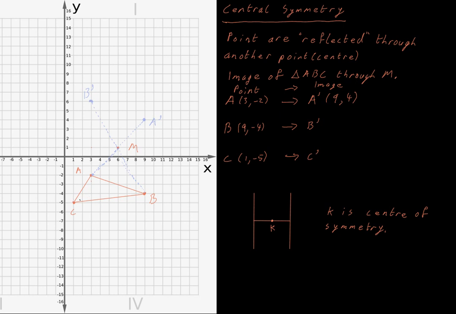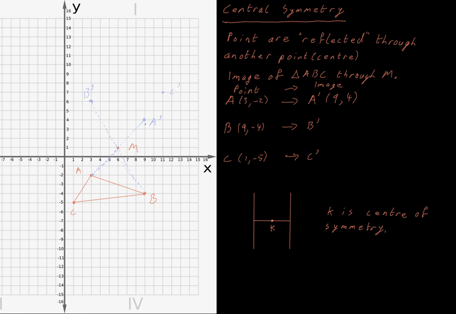And we do the same thing for C. So we're going to go in the door 5 places, and we're going to go up the stairs 6 places. So in the door 5, and then up the stairs 6. And that is what we get for our image of C.